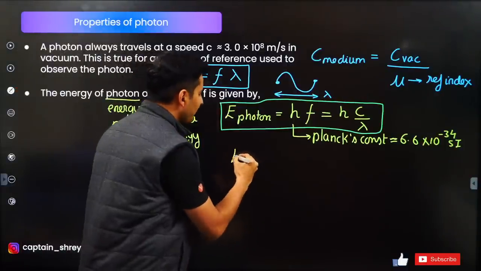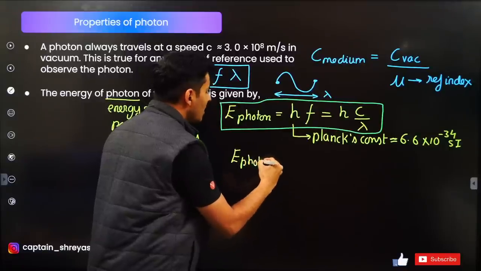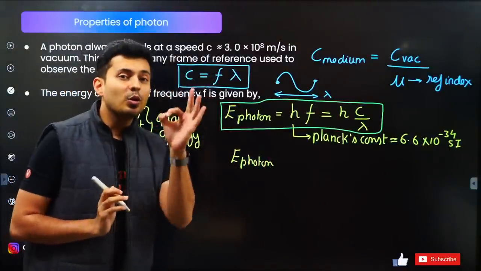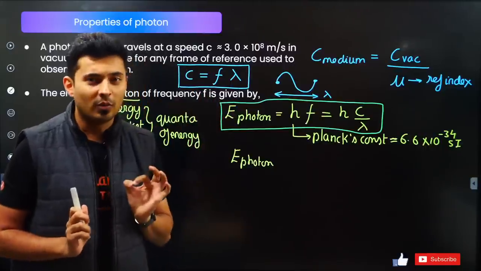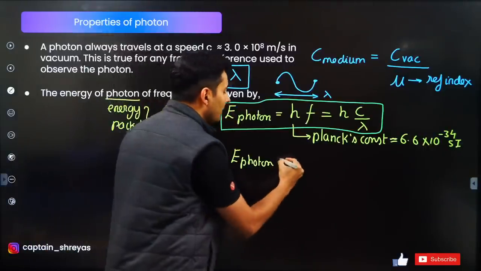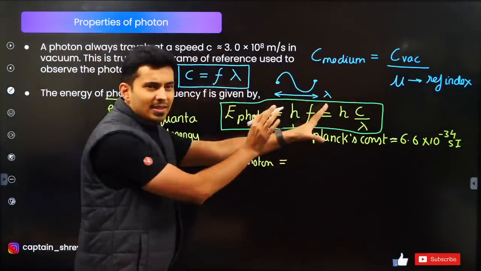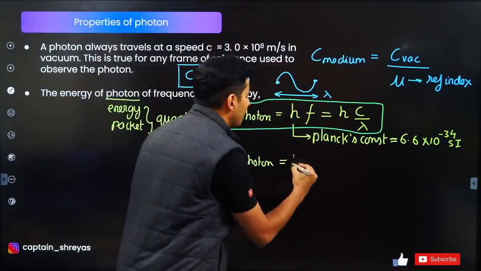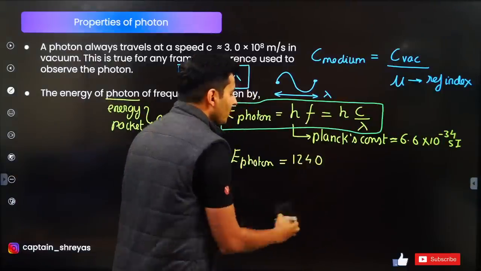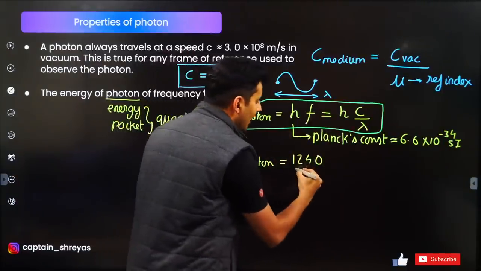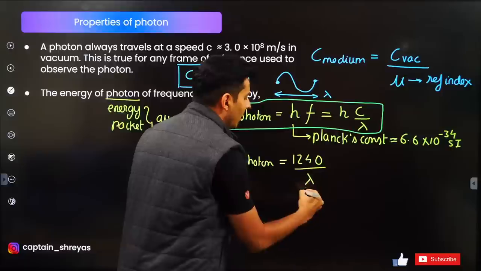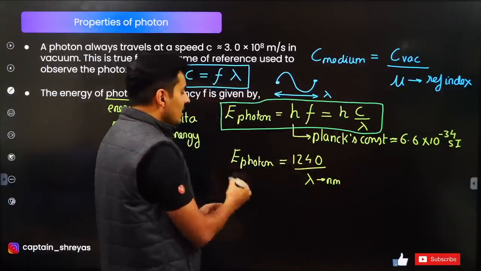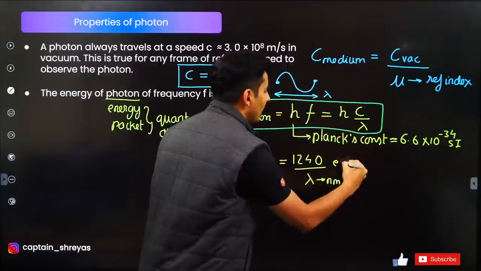Here is the trick, guys. The energy of the photon usually is very small and is not generally expressed in joules. Instead, you use a smaller unit called electron volt. And when you use that unit, all these constants are already calculated for you. You just remember this number, 1240. And then here you put a lambda. This lambda, if it is in nanometers, then the answer for this energy will be in electron volt.